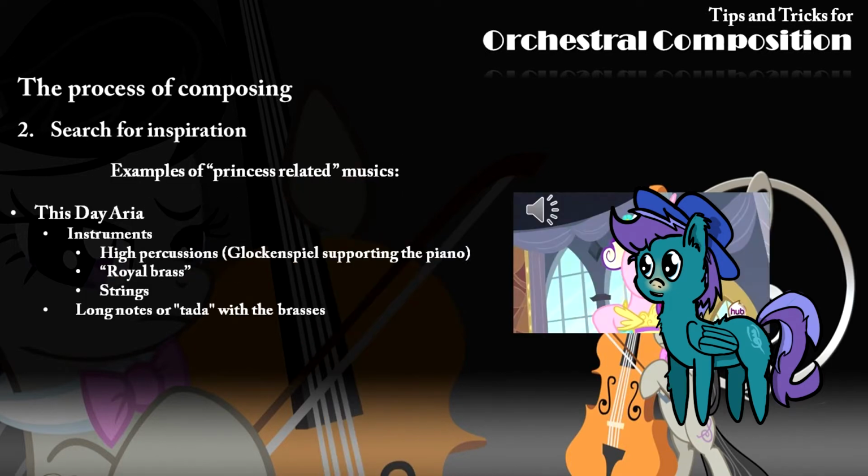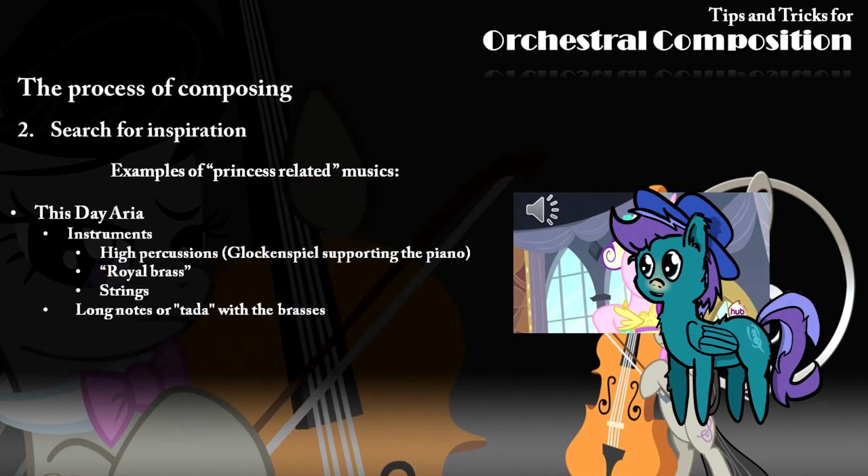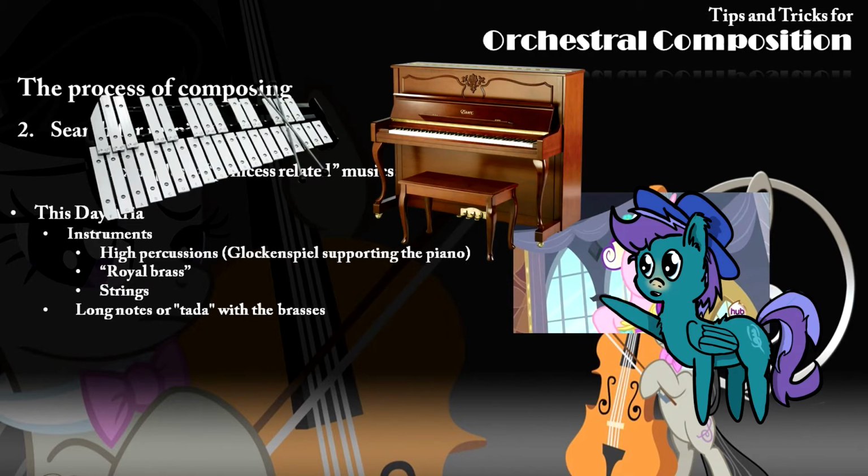The aria was composed to show the opposition between Queen Chrysalis and Princess Cadence. But for now, we'll just listen to the Princess Cadence part. The first thing noticeable is the use of high percussions to support the piano at different moments.